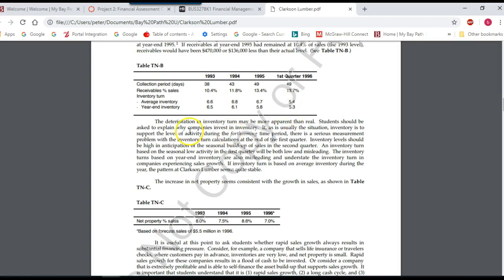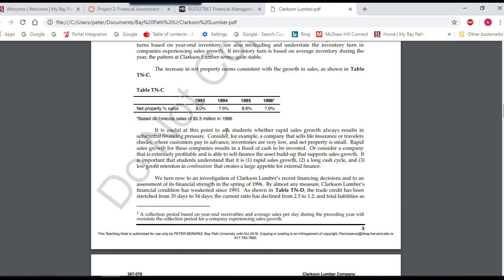Students should be able to explain why companies invest in inventory if, as is usually the situation, inventory is to support the level of activity for the time and period. You could talk about net property as a percent of sales.